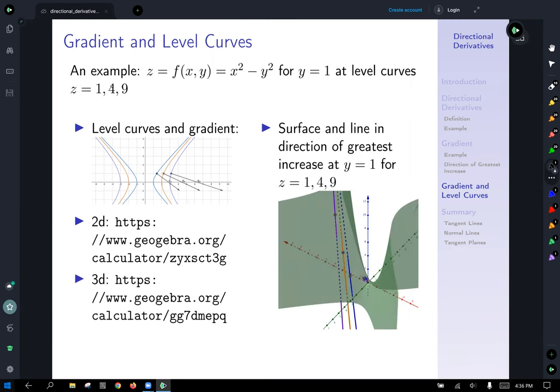Okay, and then in the second image, we have the surface z being plotted, and we have the line in the direction of the greatest increase for y equals 1, along with the level curves at z equal to 1, 4, and 9 respectively. So let's take a look at this. We'll fire up this 3D graph here.